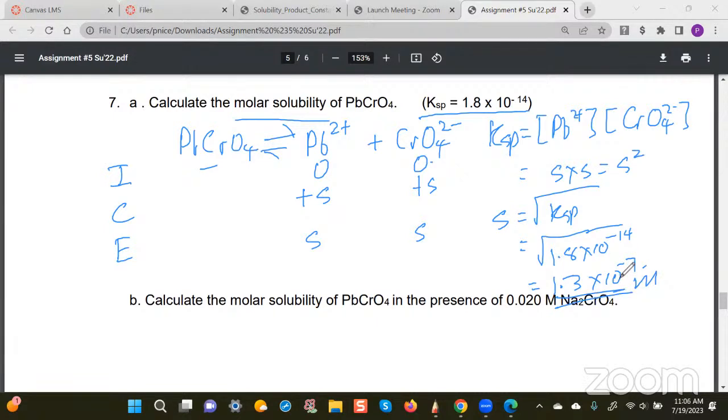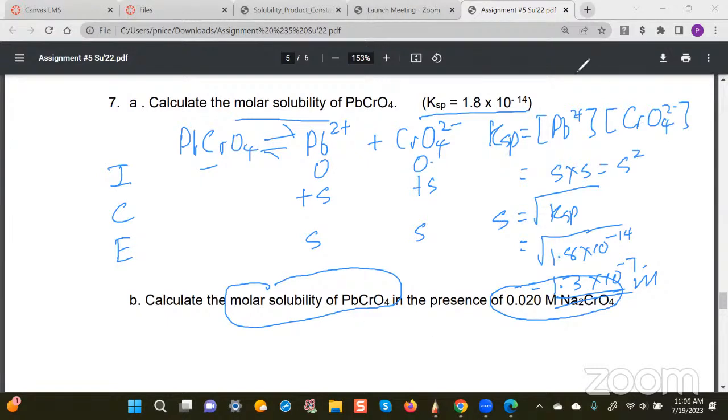All right. Okay. Any questions about that? So that's pretty straightforward for 7A. Now 7B is asking for the molar solubility of the same compound, but this time in the presence of this amount of sodium chromate. All right.